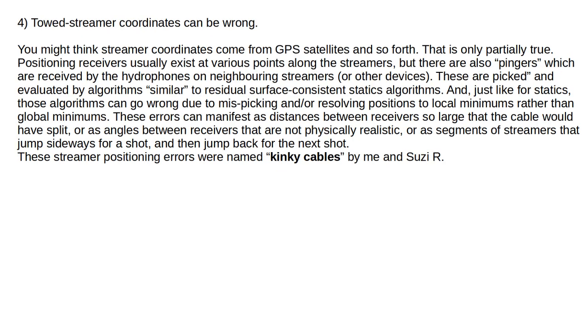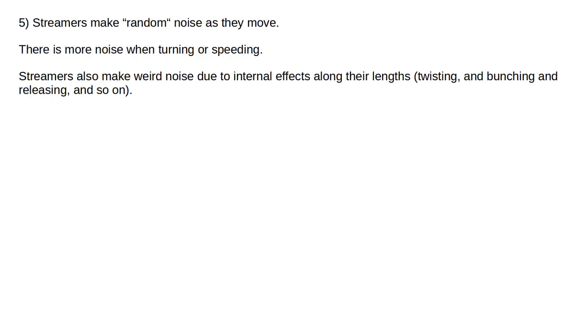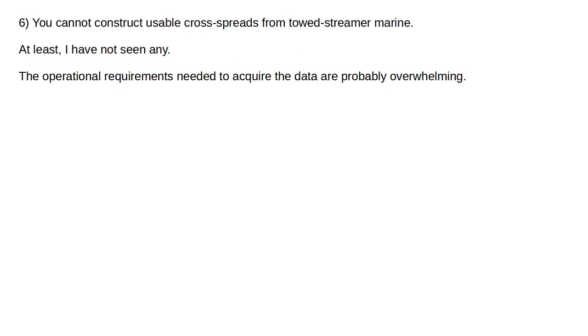Towed streamer coordinates can be wrong. Streamer positions are not just produced by GPS receivers. They also have pingers which are recorded by other nearby streamers and then processed by solvers which are similar to residual surface consistent static solvers. Needless to say, the derived receiver positions can suffer the same problem as statics. Generally, these problems result in kinky cables. Streamers make noise as they move, more noise if they turn or speed. No cross spreads.